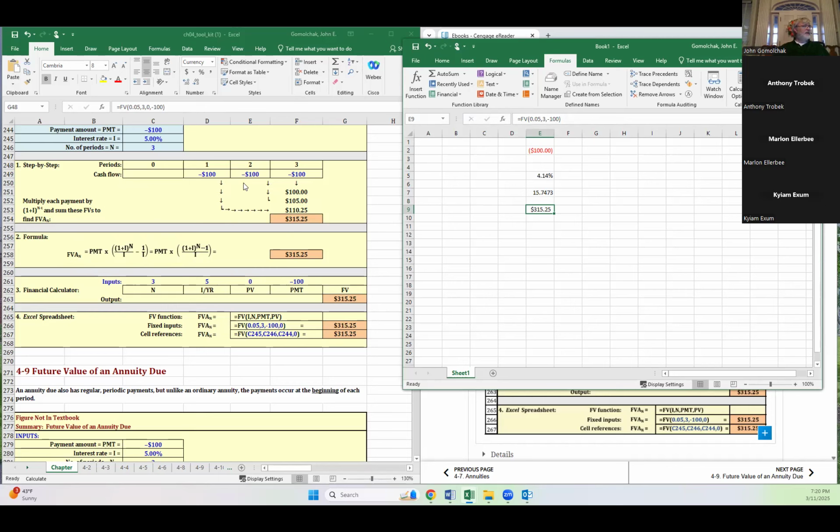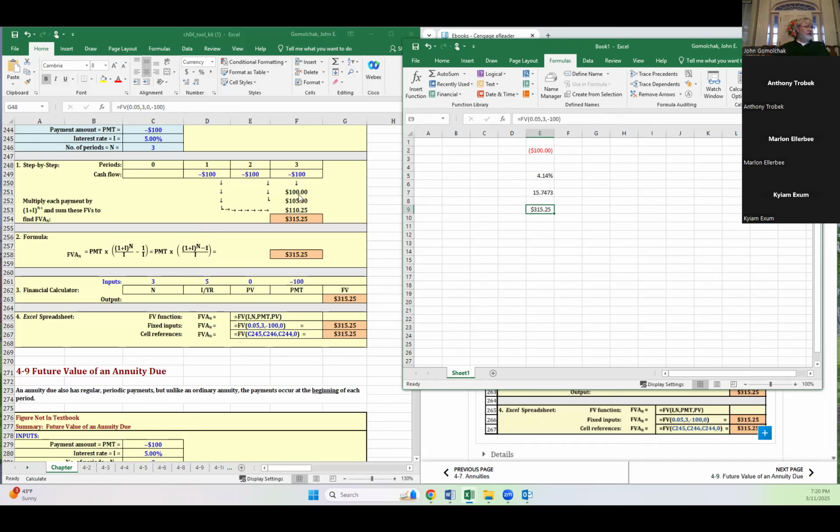Now, if you look up here in the step-by-step process, this isn't terrible. All we had to do was come up with future values for, well, we didn't for the last payment because it was never adjusted. We just had to do these two numbers. So it's not that terrible. Maybe we should do the step-by-step process all the time.